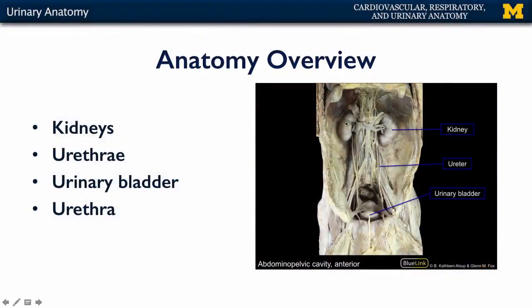Hi, let's talk about the anatomy of the urinary system. The anatomy is relatively straightforward for the urinary system. We have bilaterally paired, but not perfectly symmetrical, kidneys.